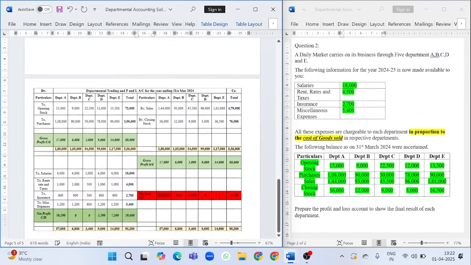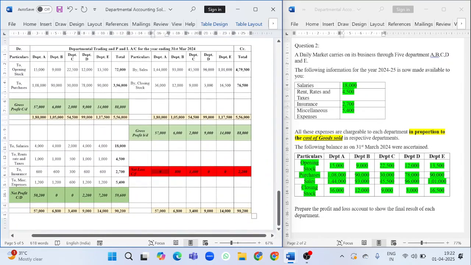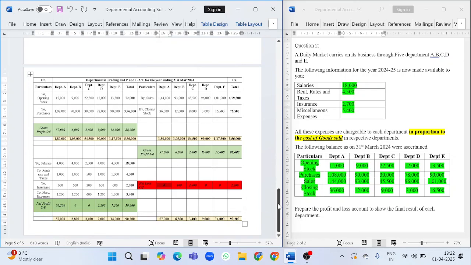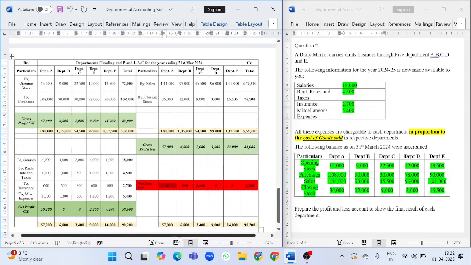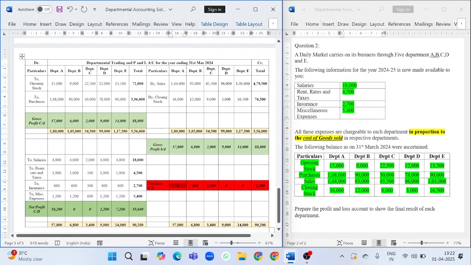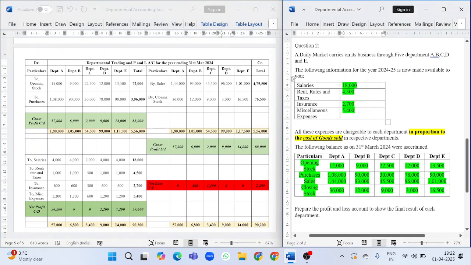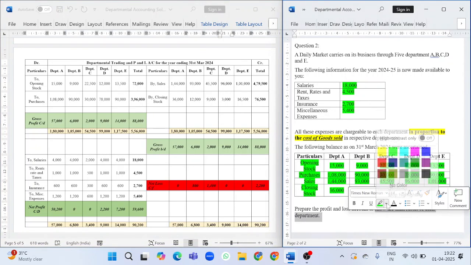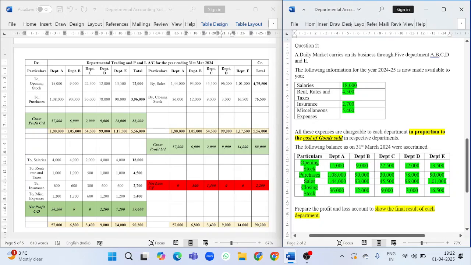So in this particular problem, when you observe, one second. I think now you can see the screen. For department A, department D and department E, you are getting a net profit, but for department B and department C, you are getting a net loss. And that is what was asked in the question. If you see the question here, it asked you to show the final result of each department, and this is the final result.